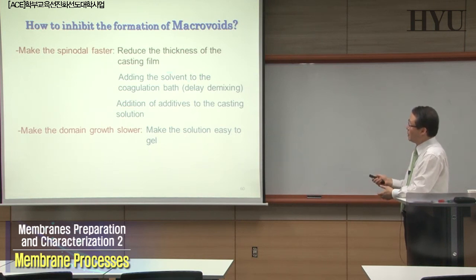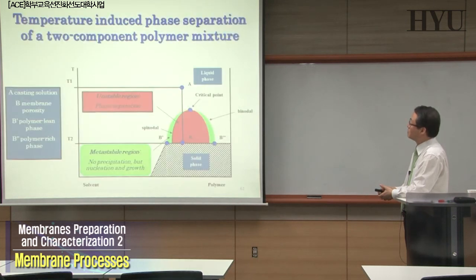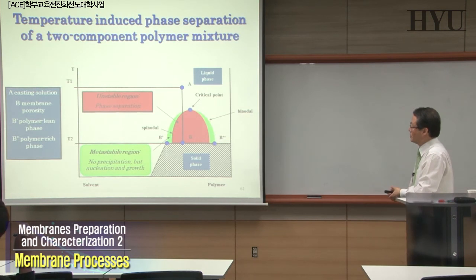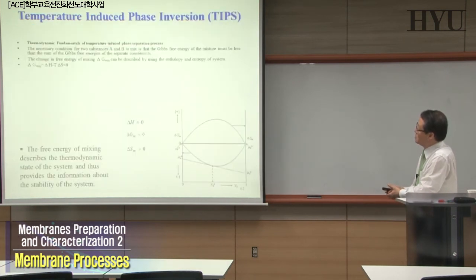This is the typical parameter in the membrane hollow fiber systems to avoid the macro void formations. In the case of the TIPS process, I think we have already talked about this. In the case of the TIPS process, we need to think about the thermodynamic factors.